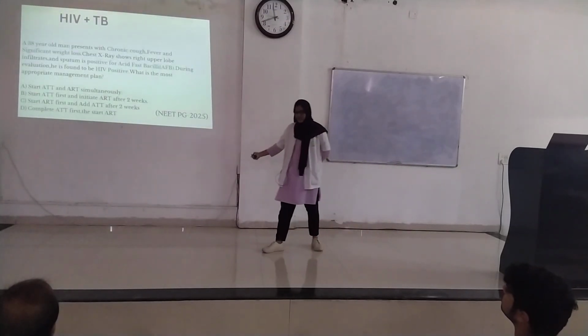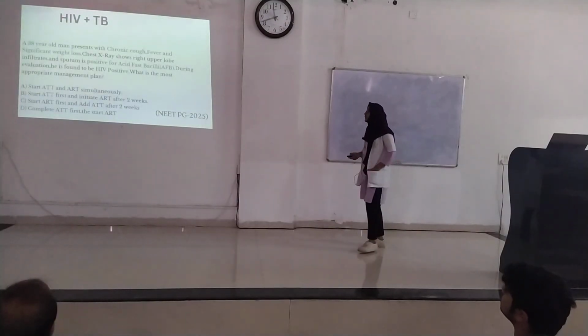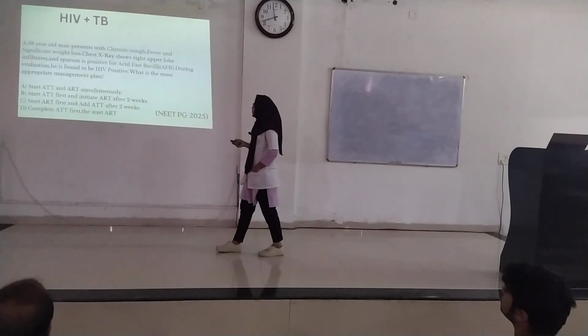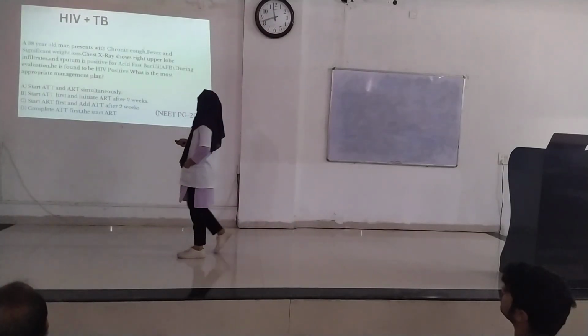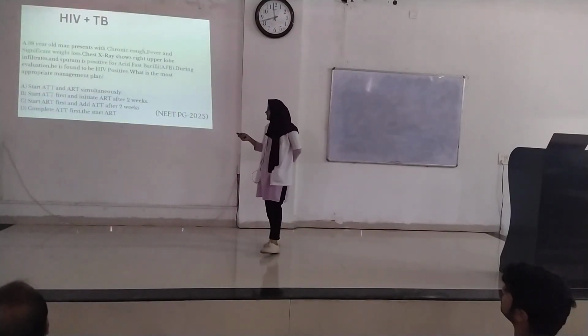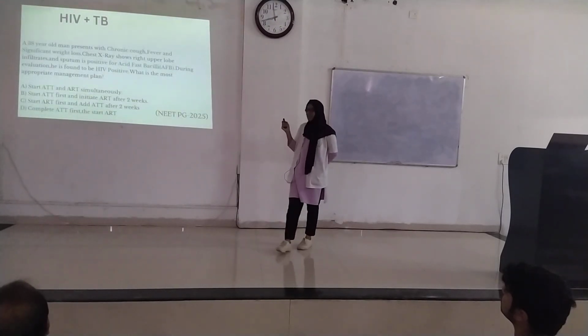This was a recent question on HIV and tuberculosis asked in NEET PG 2025. A 30-year-old man presents with chronic fever and significant weight loss. Chest X-ray shows a right upper lobe infiltrate and the sputum is positive for acid-fast bacilli. During the examination, he is found to be HIV positive. So what is the most appropriate management plan?